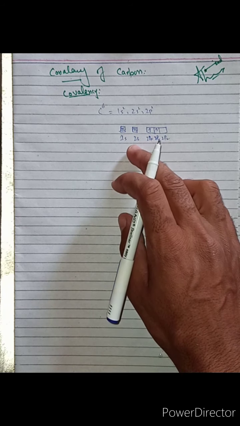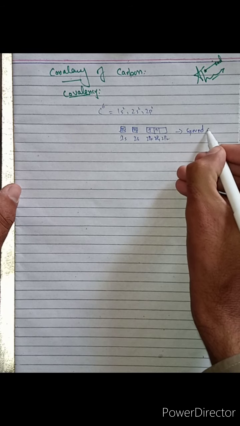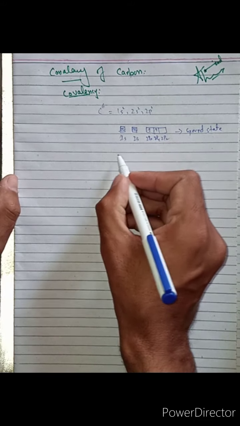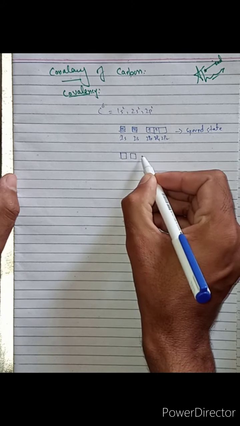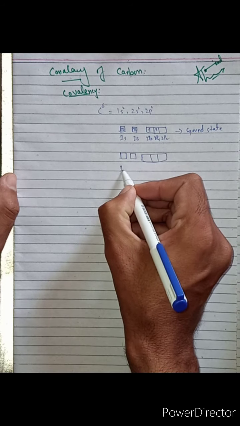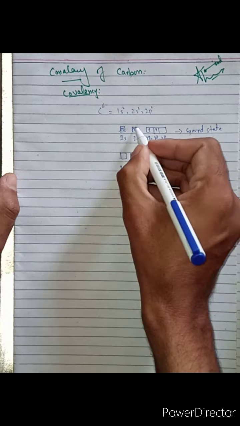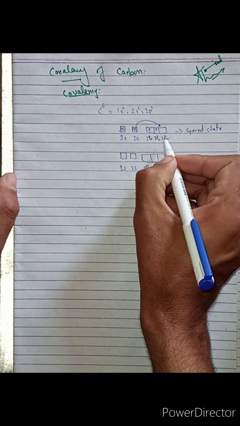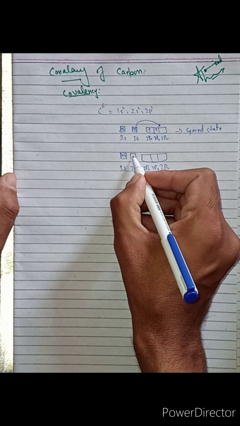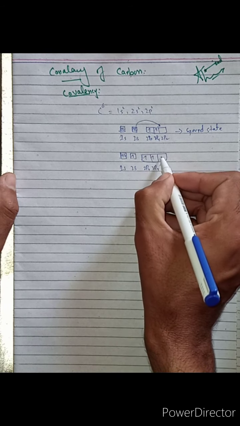But this is the electronic configuration of carbon in the ground state. In the excited state, one electron of 2s is excited to the 2pz orbital. So the electronic configuration becomes 1s2, 2s1, 2px1, 2py1, 2pz1. This one electron is excited to the 2pz orbital. So we can write that in 1s there are 2 electrons, in 2s there is 1 electron, and in each 2p orbital there is 1 electron.